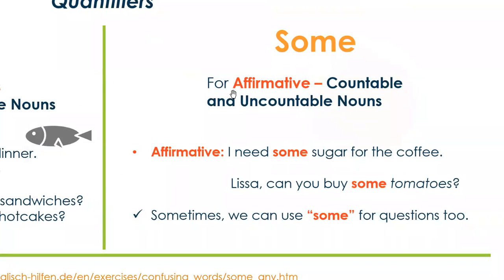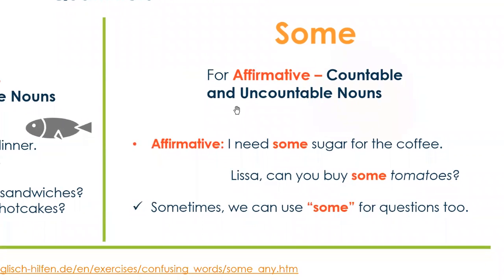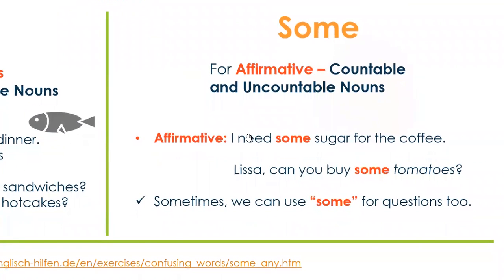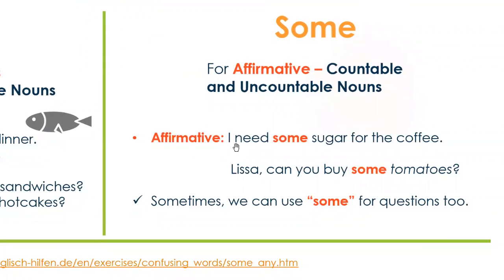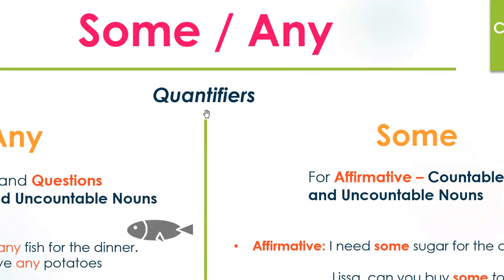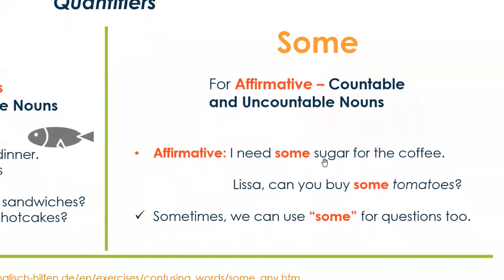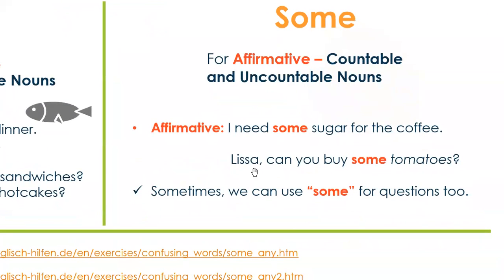Let's see. Some. Okay, some is for affirmative. Uncountable nouns, affirmative examples. I need some sugar for the coffee. Okay, it says some, because some is a quantifier. And the second one is Lisa: Can you buy some tomatoes? All right. Tomatoes. How many tomatoes? Not specified.